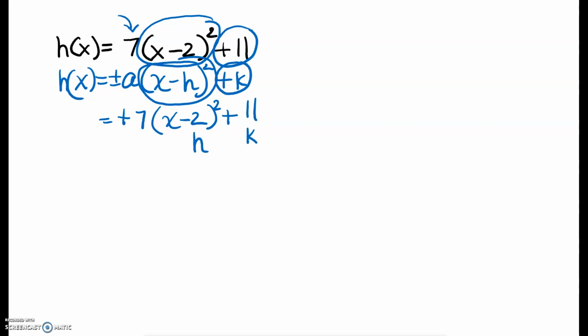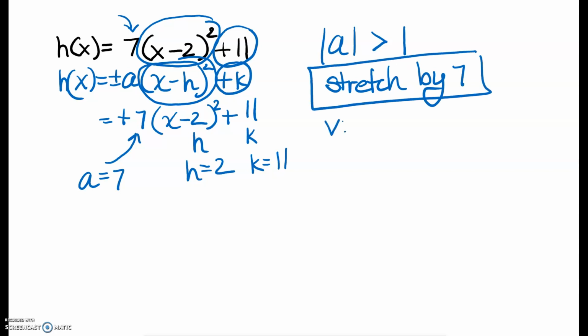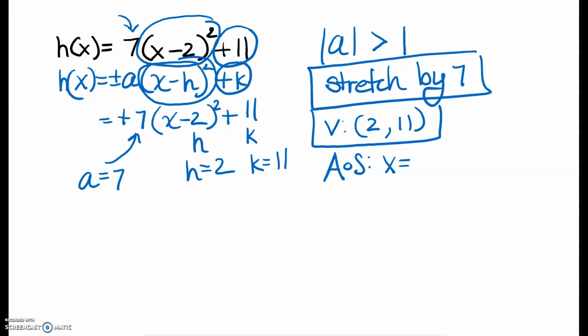There's my h value and my k value, so h is 2 and k is 11, and a is 7. So since the absolute value of a is greater than 1, this is a stretch by 7. Okay, so now my vertex is going to be h comma k, so that's 2 comma 11. And then my axis of symmetry is the line x equals h or x equals 2.